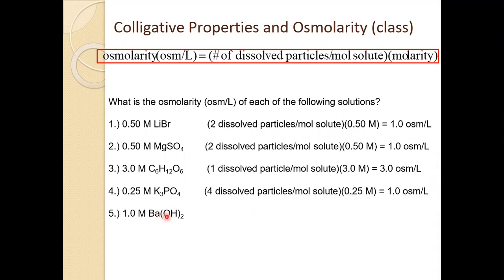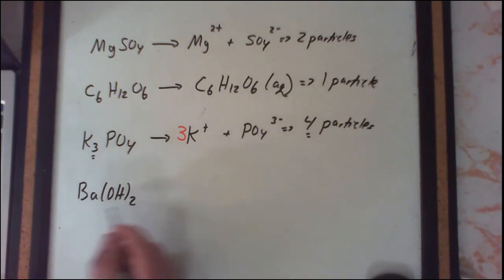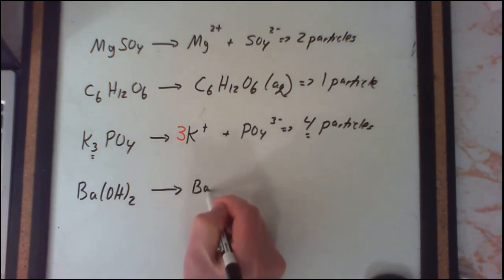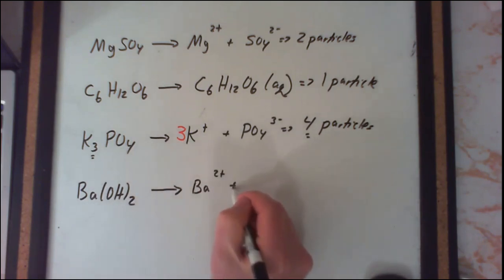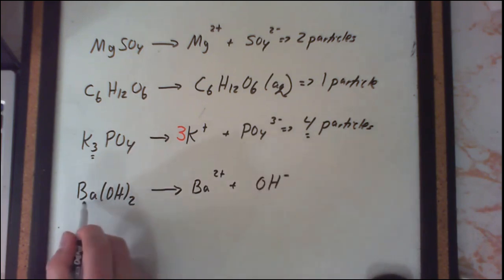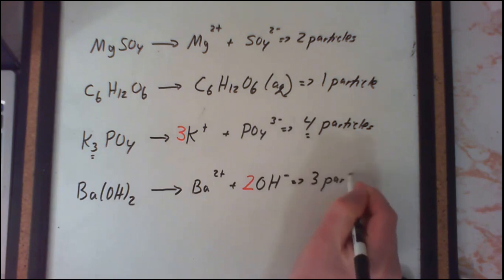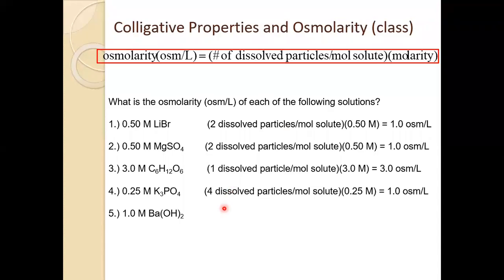And finally, a 1 molar barium hydroxide solution. Barium hydroxide is another ionic compound, so it breaks apart into its two ions, cation and anion. The cation is barium. The anion is hydroxide. But notice that for every 1 barium produced, we have 2 hydroxides. So it's expressed as part of the balanced chemical equation: 1 barium plus 2 hydroxides for a total of 3 particles. And now that we know that when barium hydroxide dissolves, it produces 3 particles, the osmolarity of the solution will be 3 times its molarity. So 3 times 1.0 gives an osmolarity of 3.0 osmoles per liter.